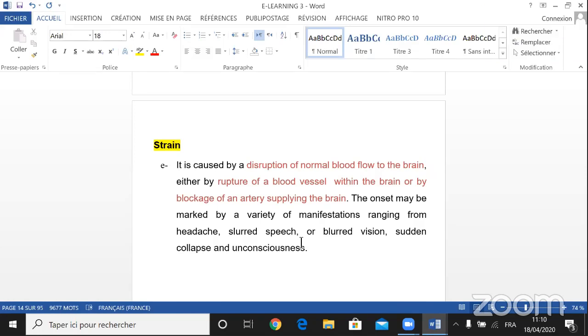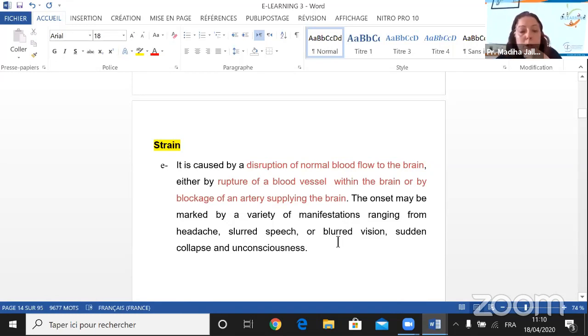It is caused by a disruption of normal blood flow to the brain, either by a rupture of a blood vessel within the brain or by a blockage of an artery supplying the brain. The onset may be marked by a variety of manifestations ranging from headache, slurred speech, or blurred vision, sudden collapse, and unconsciousness. It's a stroke. Good. Here, because there is a disruption of normal blood flow to the brain. Do you have any questions about words here in this paragraph?